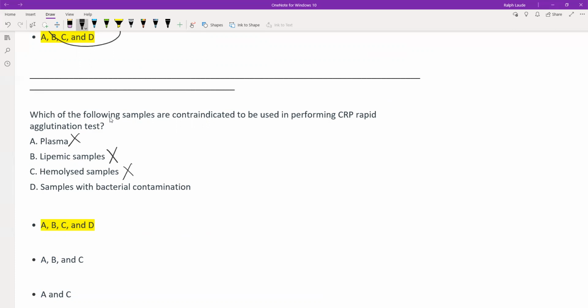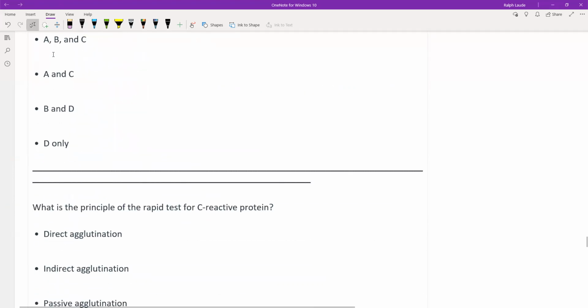Again, hemoglobin has a protein chain, so it could actually interfere. And then you have samples with bacterial contamination. So anything that has discoloration, that is actually indicative of bacterial contamination. So all of these are contraindications. So therefore, you have A, B, C, and D as the right answer.